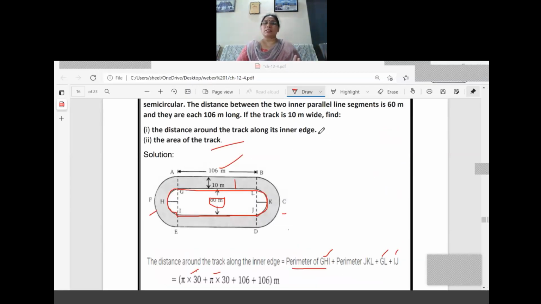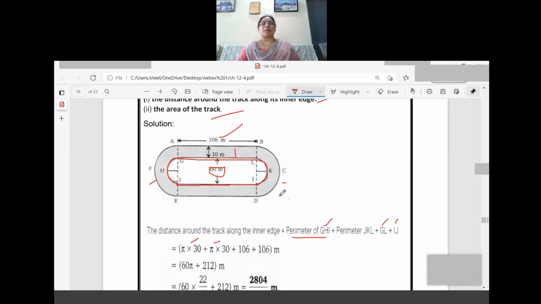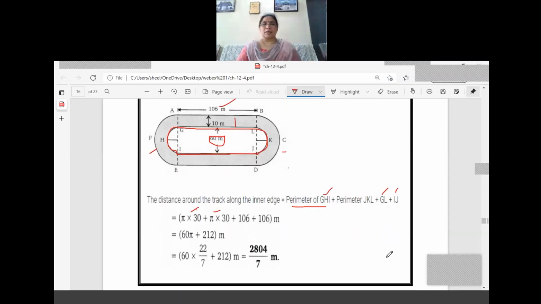So in this question, two sub questions are asked. The first one is the distance around the track and the second one is the area. Distance around the track means it's a perimeter. The perimeter GHI is already drawn above, you can go for that one. GHI, then the perimeter of JKL, then GL, then IJ. If you add, the answer we are getting is 2804 by 7.